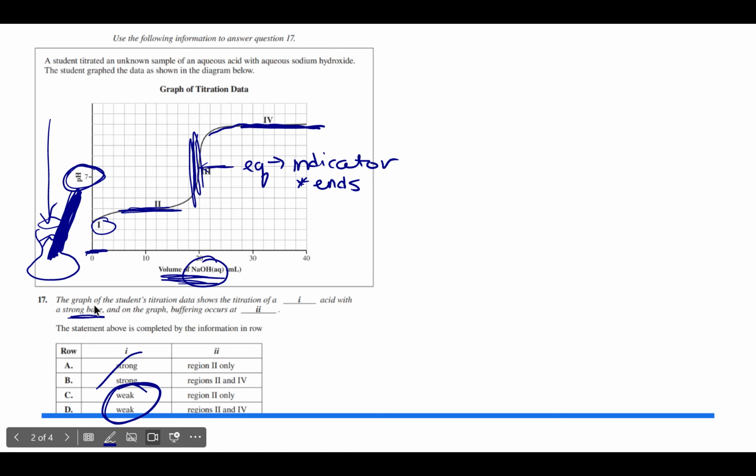So going back to the question, it is asking what we're titrating with. We have that weak acid titrated with a strong base, and the buffering is occurring at only region 2. So the answer is C. So this region here, region 5, that's just the end of the titration. There is no weak acid there anymore. It is all base, so we don't have to pick that section.